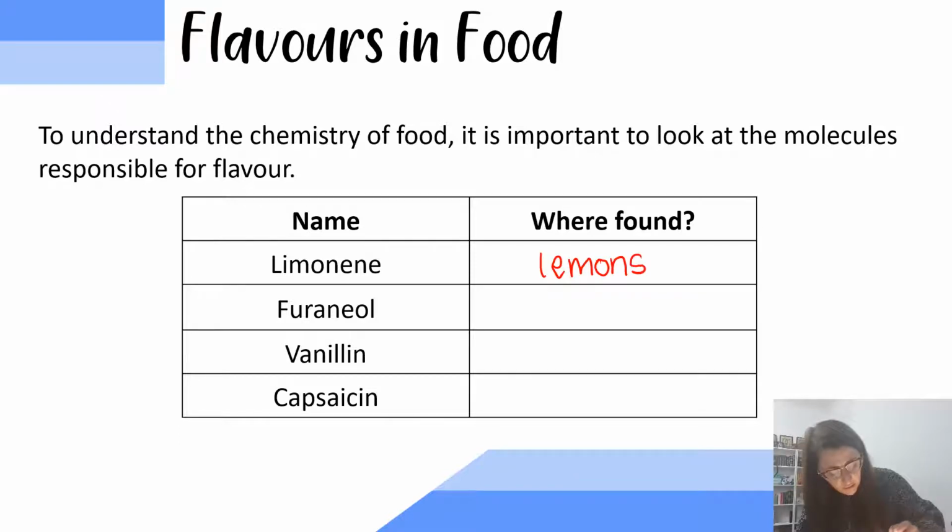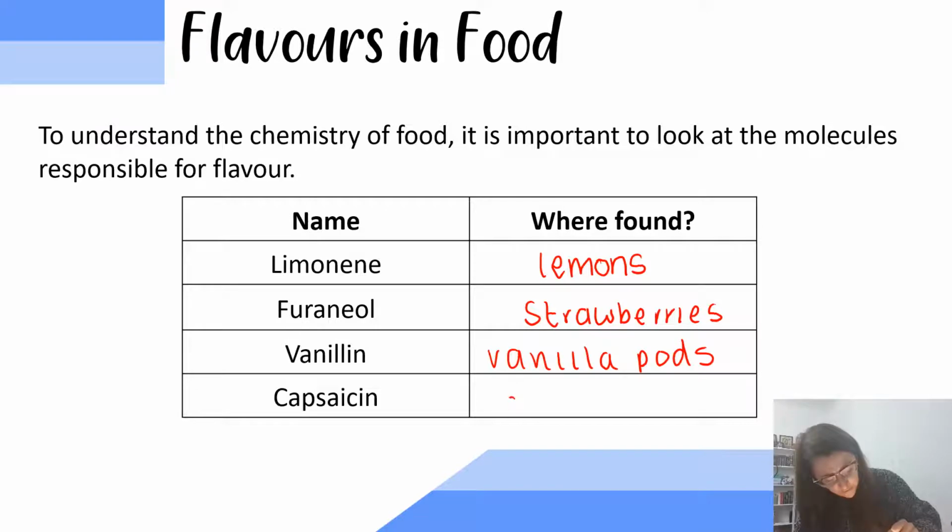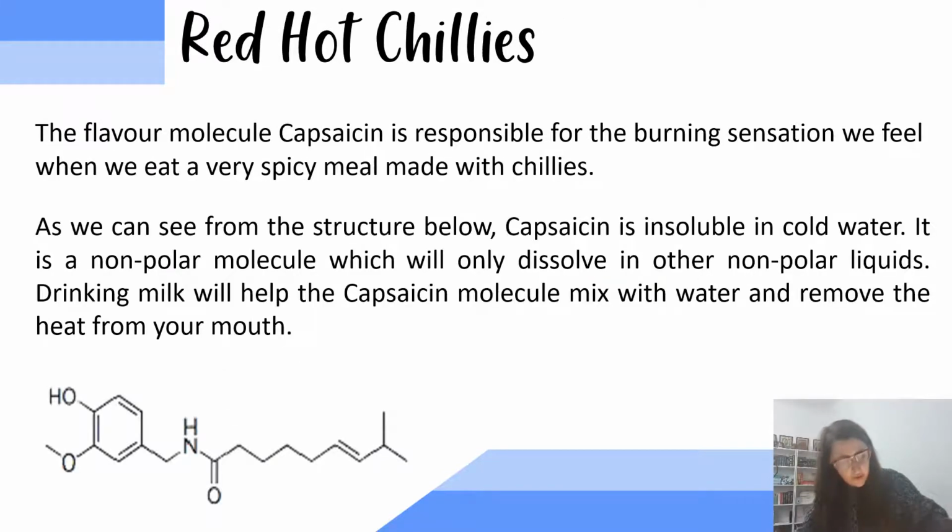We've got furaneol, which is a flavour molecule found in strawberries. Vanillin, the flavour molecule found in vanilla pods. And capsaicin, the flavour molecule which is found in chilies. So capsaicin is responsible for the burning sensation that we feel when we eat a very spicy meal.